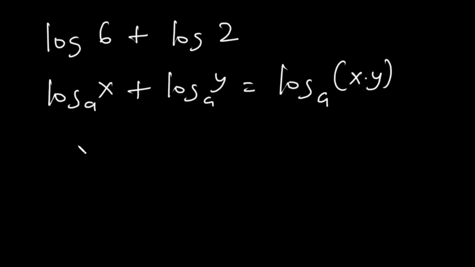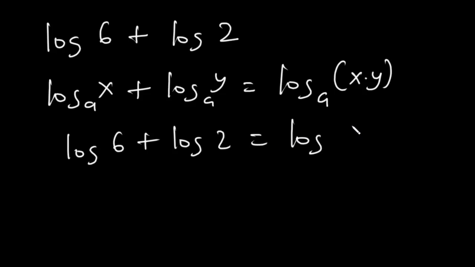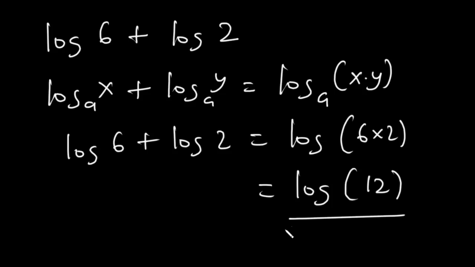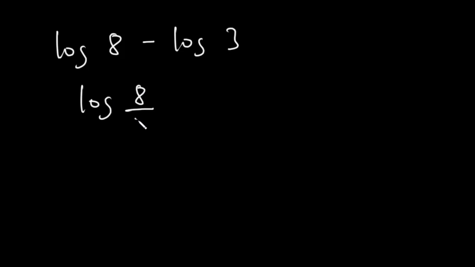So in this case, we have log 6 plus log 2 giving us log 6 times 2, which is equal to 12. So our final answer is log 12. Let's take another example. How do we solve log 8 minus log 3? So because we have subtraction, then we are going to divide. So it's going to be log 8 divided by 3. And this is going to be our final answer.